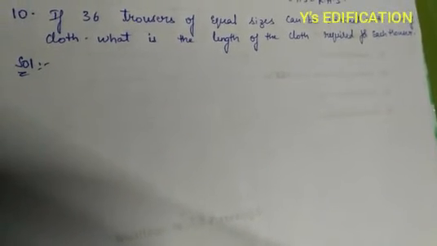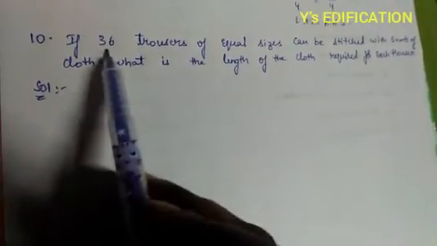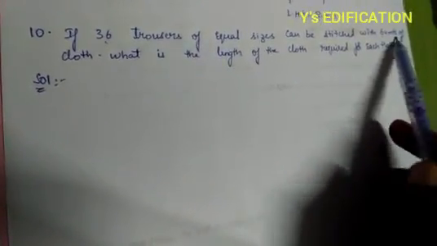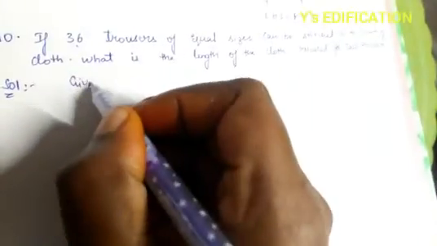If 36 trousers of equal sizes can be stitched with 64 meters of cloth, what is the length of the cloth required for each trouser? To stitch 36 trousers, we need 64 meters of cloth. If you want to stitch one trouser, how much cloth is required, we have to find out. So first, what is the given data?